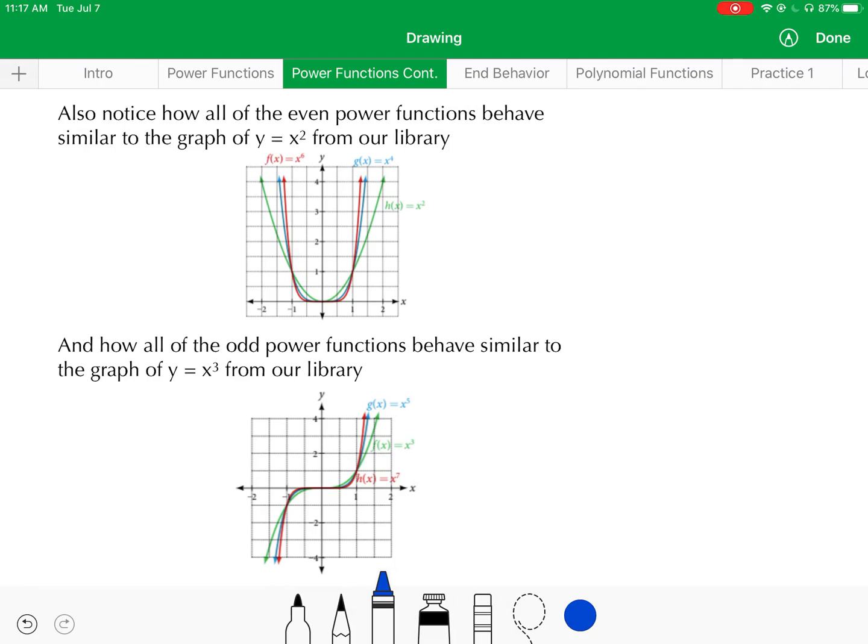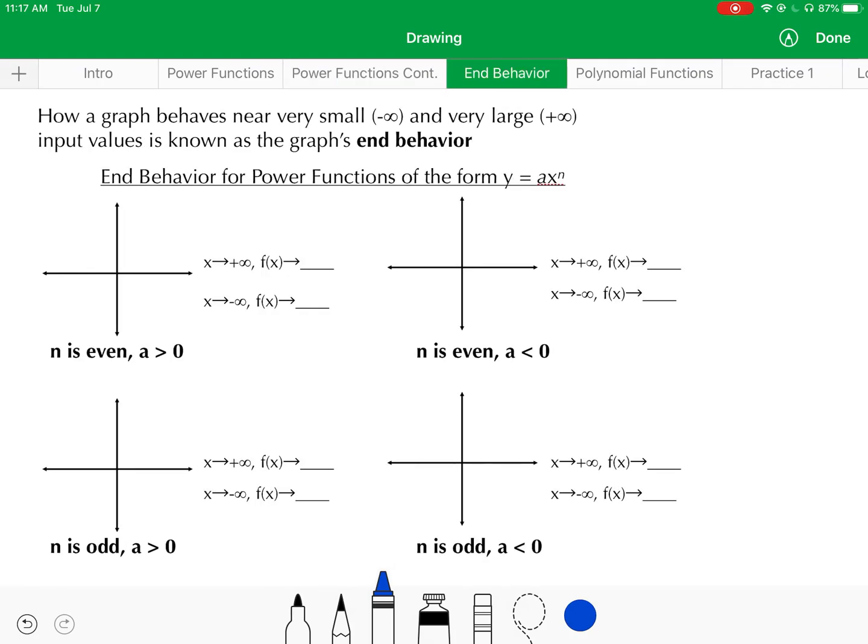So now let's explore the concept of end behavior. And this shouldn't be a new concept to you. You've definitely seen this a little bit in your algebra courses.